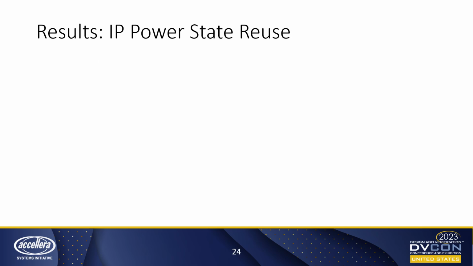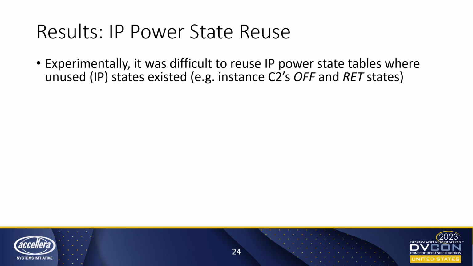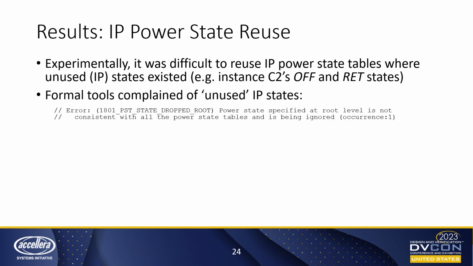Finally, let's look at the issues related to reusing IP power states at system level. Experimentally, we found it difficult to manage IP whose states were unused. In this case, these were often retention states that appear in the IP UPF file but are really not ever activated at system level. Formal tools complained whenever unused IP states were encountered.